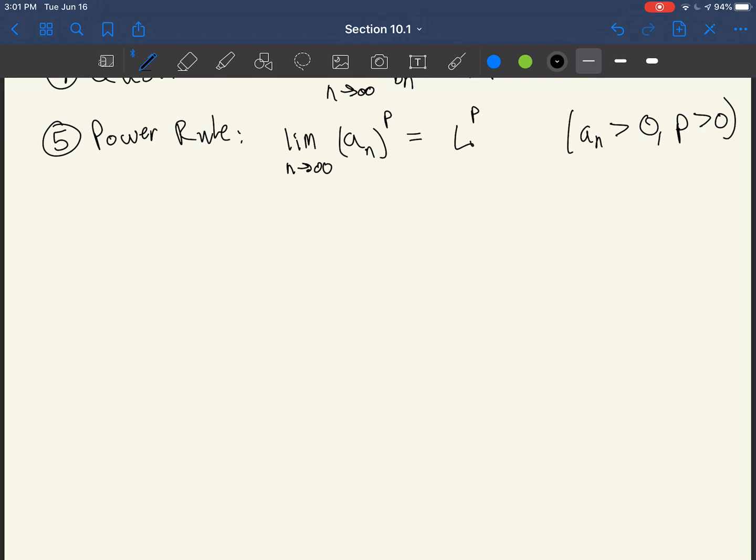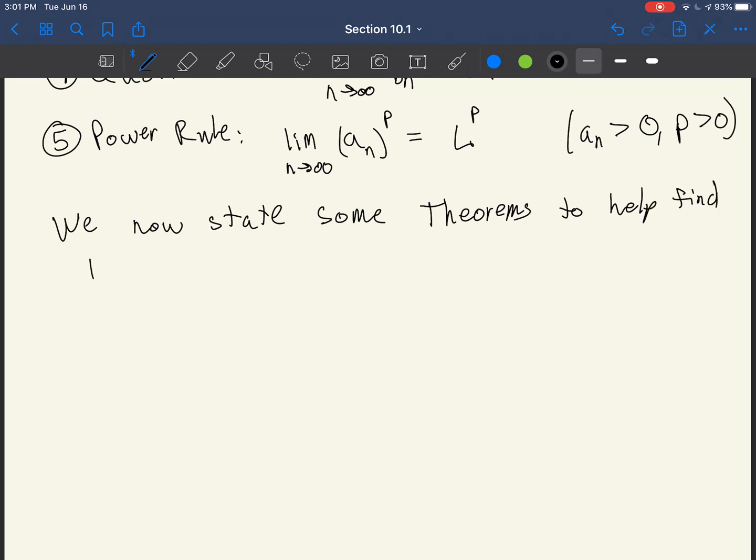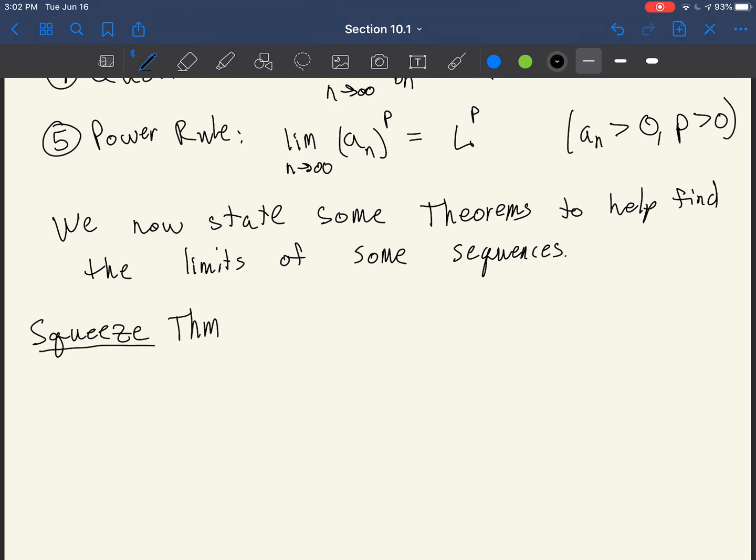So our goal is to find the limits of sequences. So we're going to state some theorems to help find these limits. Okay, so the first one is the squeeze theorem. Now you probably saw this in Calc 1. If not, that's fine.